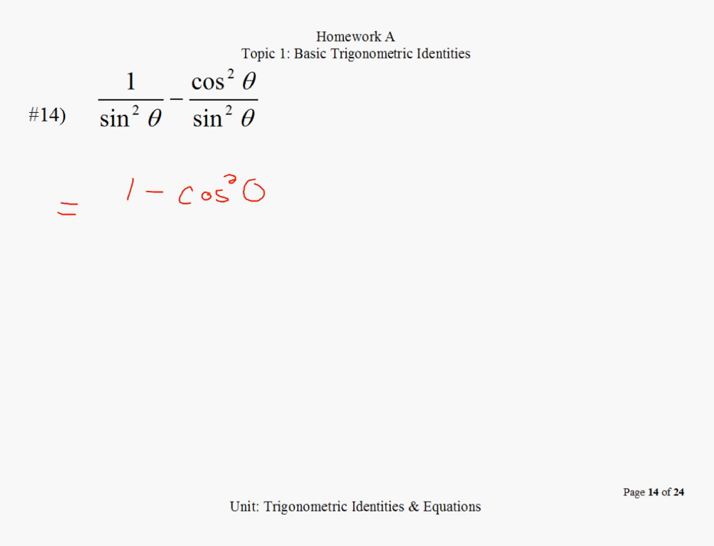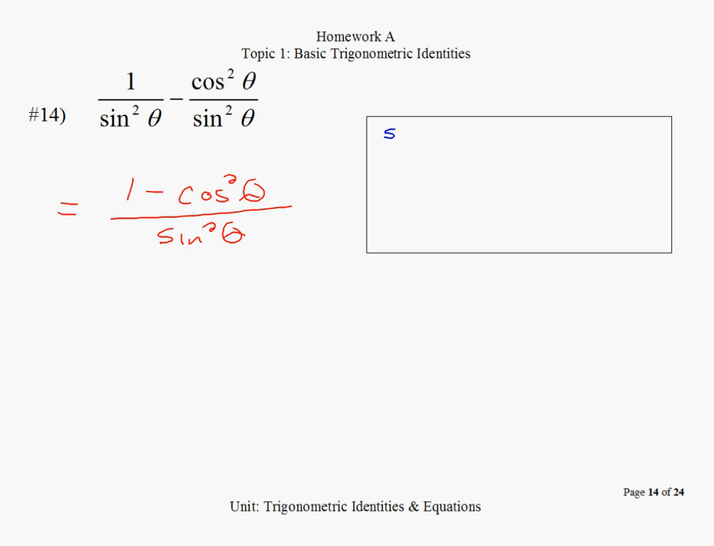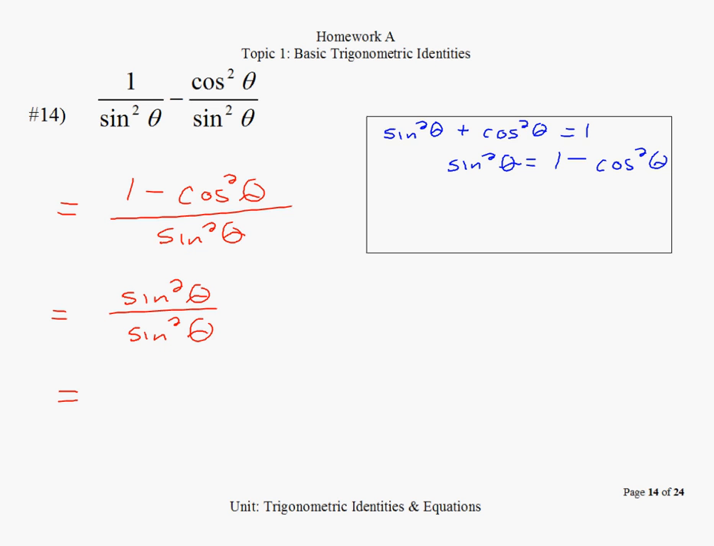We got two fractions we're subtracting. They have common denominators, so combine them. You get 1 minus cosine squared of theta over sine squared of theta. A little side work here. Sine squared of theta plus cosine squared of theta is 1. If you get sine squared by itself, you get sine squared is 1 minus cosine squared of theta. Notice that's the same thing that's in the numerator. That's in red. So you can replace the numerator with sine squared of theta. Anything divided by itself is 1.